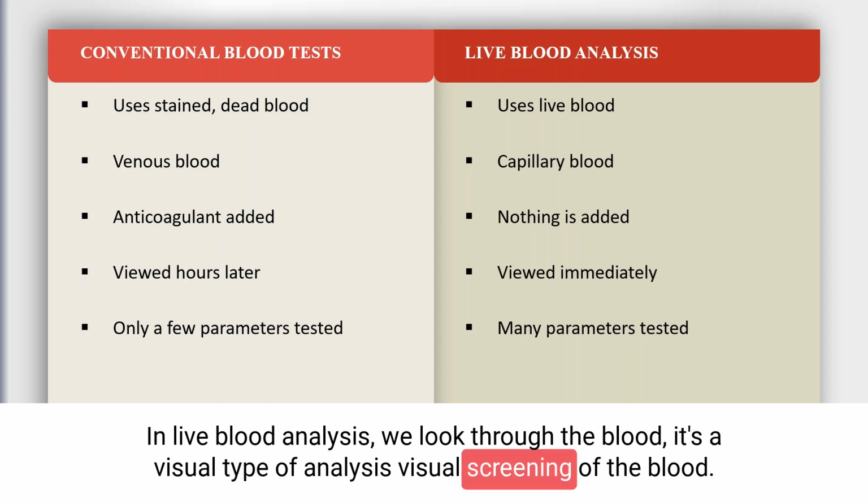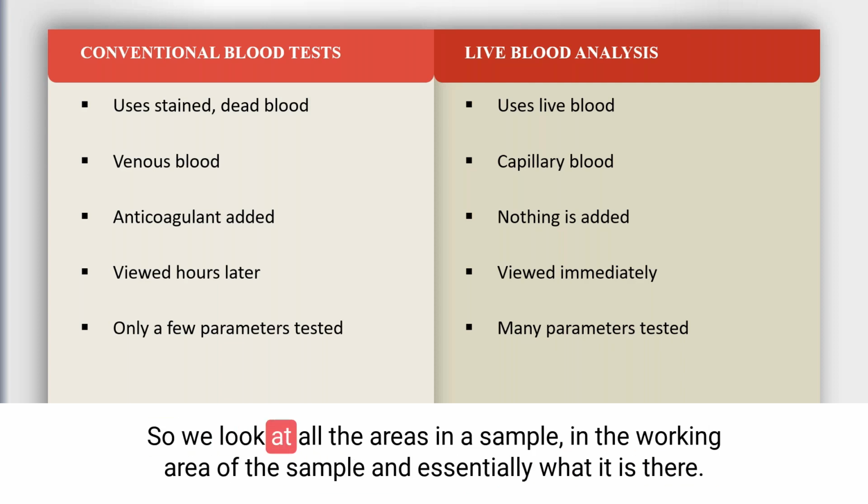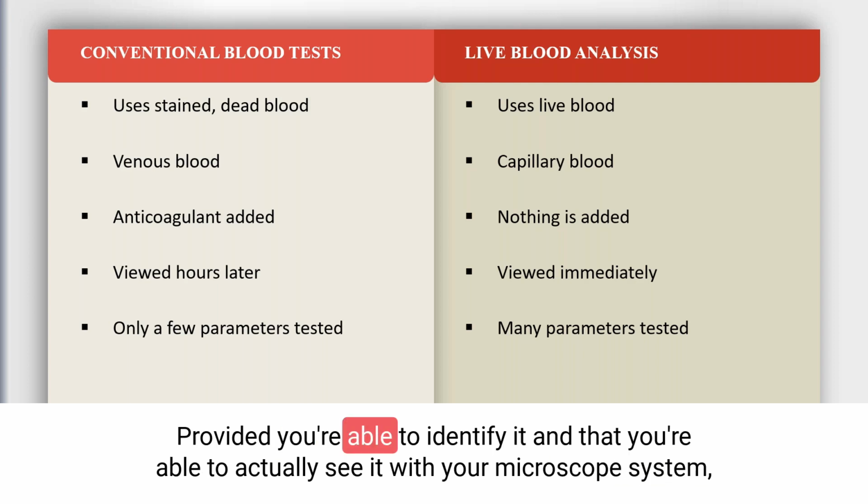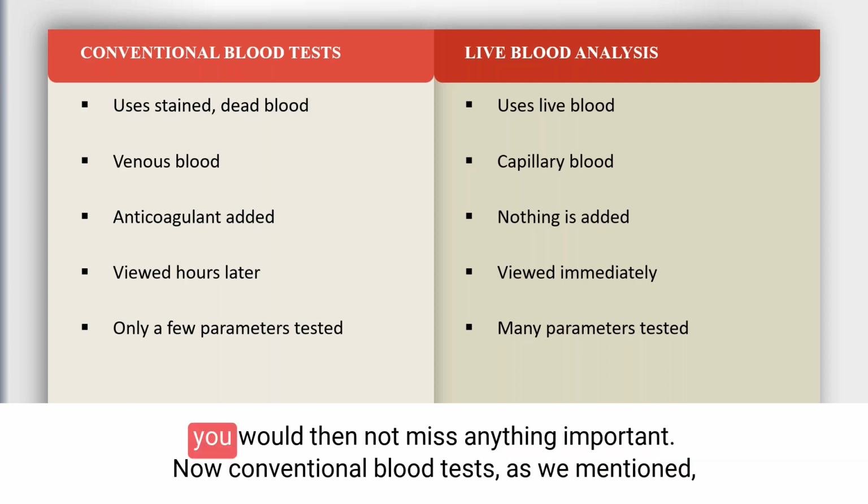It's a visual type of analysis. It's a visual screening of the blood. So we look at all the areas in a sample, in the working area of the sample, and essentially whatever is there, provided you're able to identify it and that you're able to actually see it with your microscope system, you would then not miss anything important.